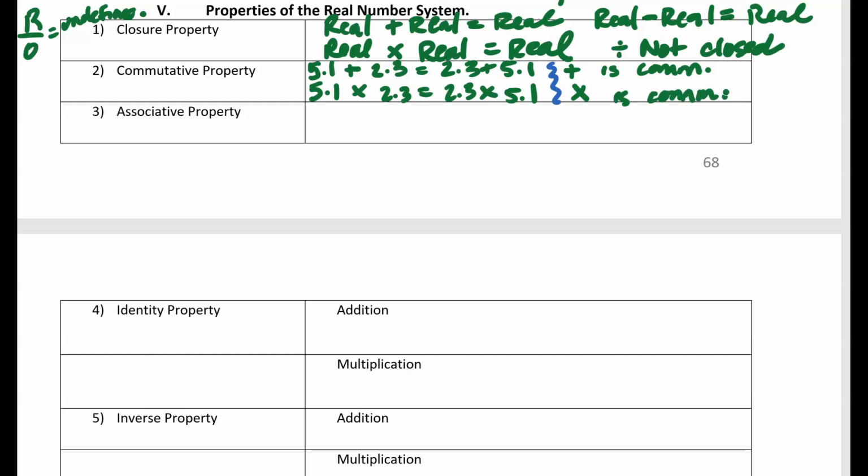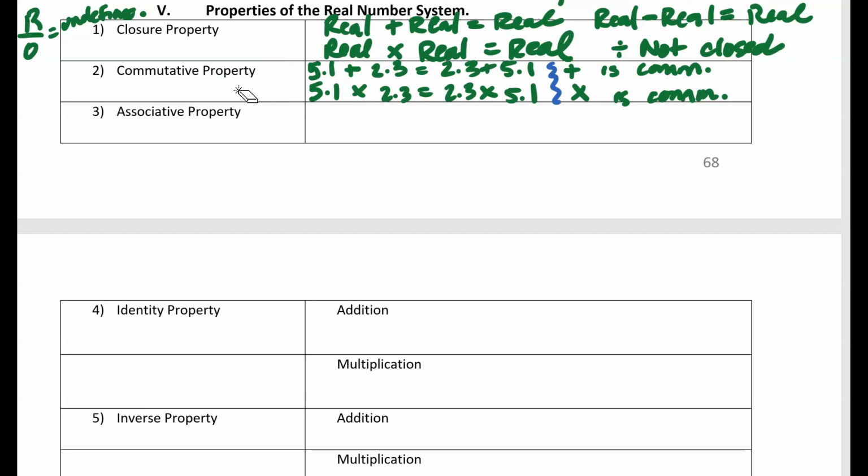Now what about subtraction? Is 3 minus 2 the same thing as 2 minus 3? It is not. So subtraction is not commutative. How about division? Is 3 divided by 2 the same thing as 2 divided by 3? It is not. So division and subtraction are not commutative, but addition and multiplication are.